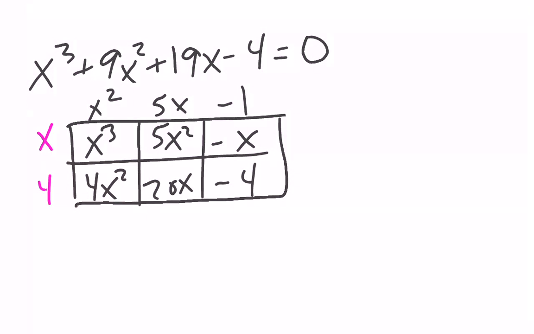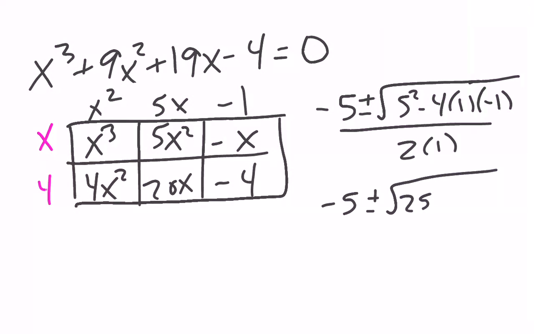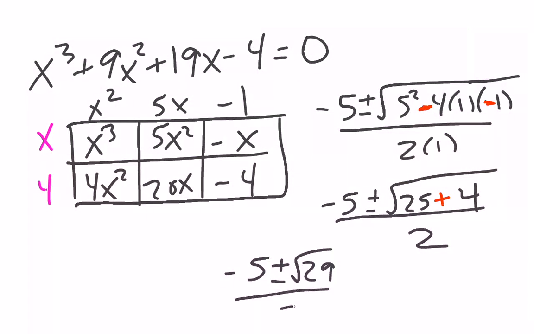So I'm going to use my quadratic formula. x equals opposite b plus or minus square root b squared minus 4ac all over 2a. Okay, 5 squared is 25. Hold on. A negative times a negative is a positive. A few of you out there forgot that little memo. 4 times 1 times 1 is 4, all over 2. So that's going to be -5 plus or minus the square root of 29 over 2.